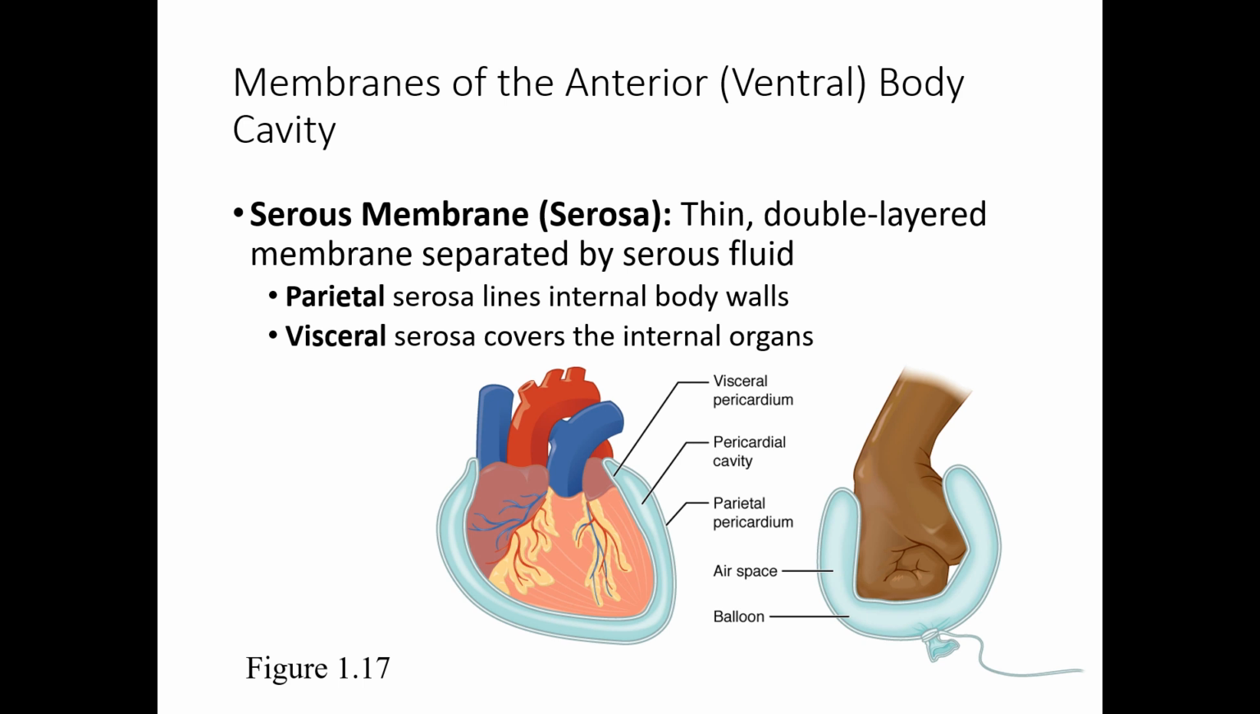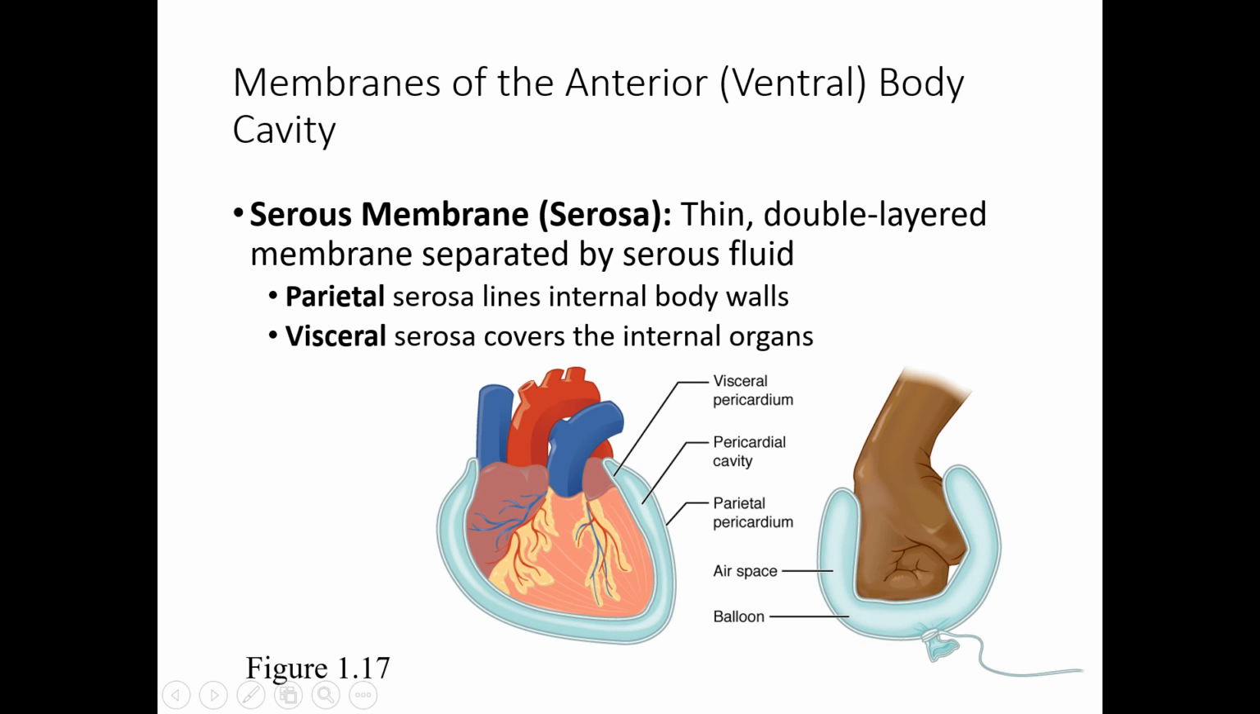One more thing we'll talk about today. Those are membranes of the anterior or ventral body cavity. Remember, our ventral body cavity is made of thoracic and abdominopelvic cavities. So those membranes are called serous membranes or serosa. Those are thin, double-layered membranes separated by serous fluid. What is that? It means that some organs of our body are surrounded with a double membrane, and between 2 layers of membrane there will be a small space, a cavity, filled with serous fluid.